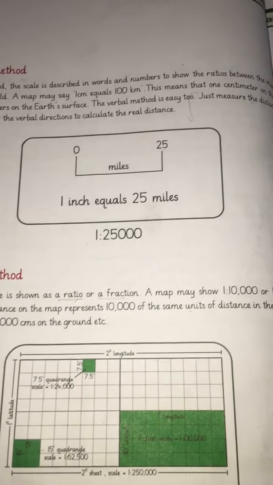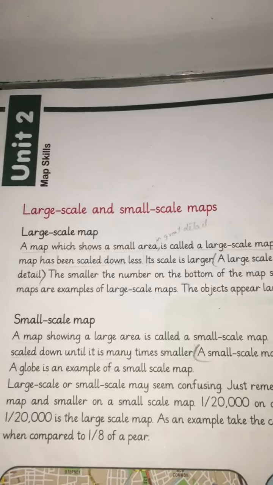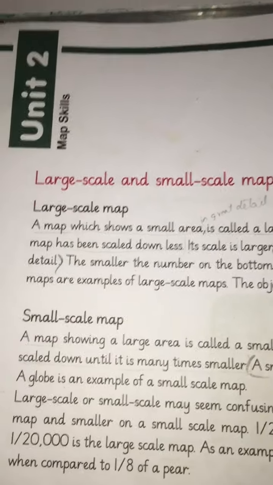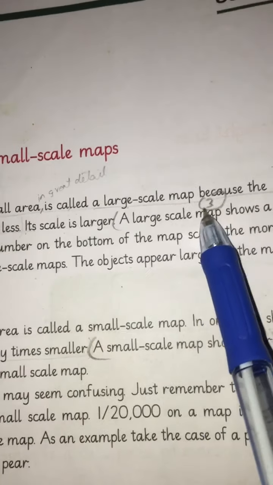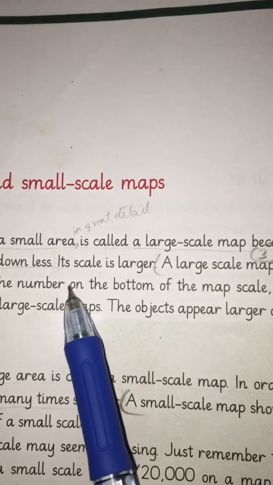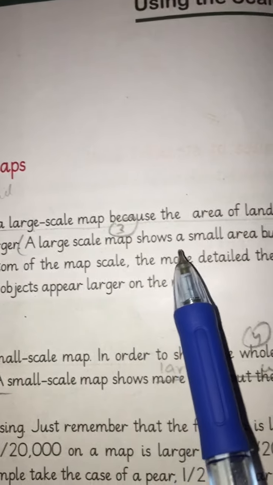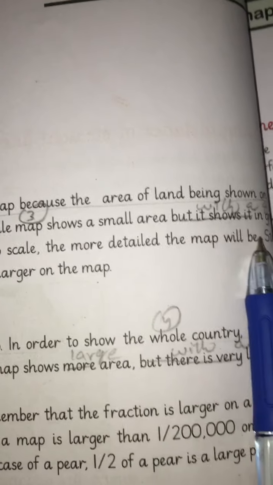Now students, turn to page number 20. And here, as you can see, the topic large scale map. A map which shows a small area is called a large scale map because the area of land being shown on the map has been scaled down less. Its scale is larger. A large scale map shows a small area but it shows it in great detail.